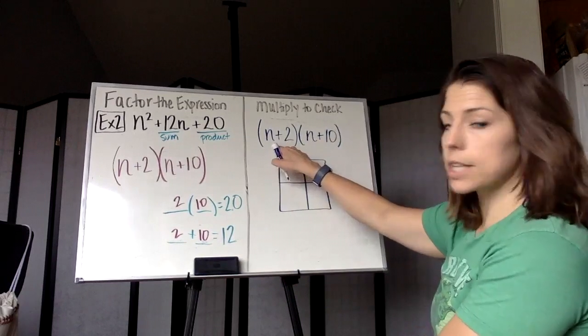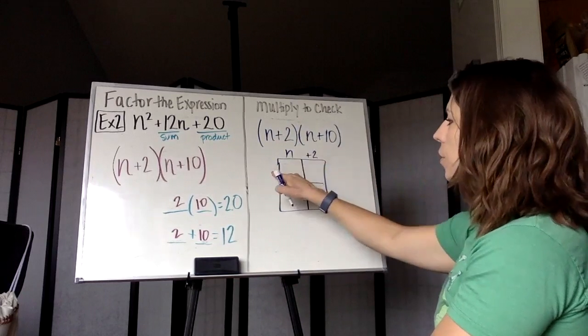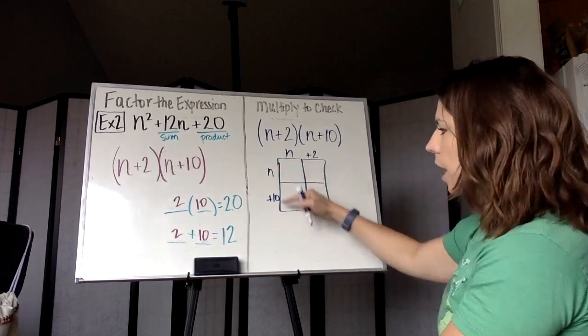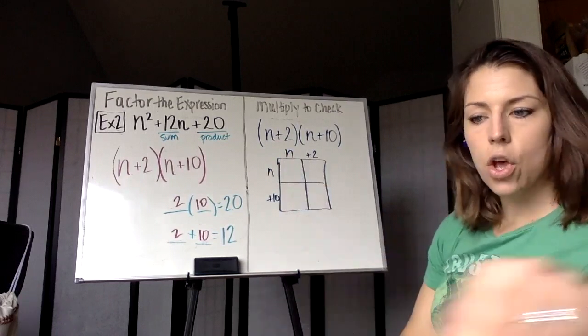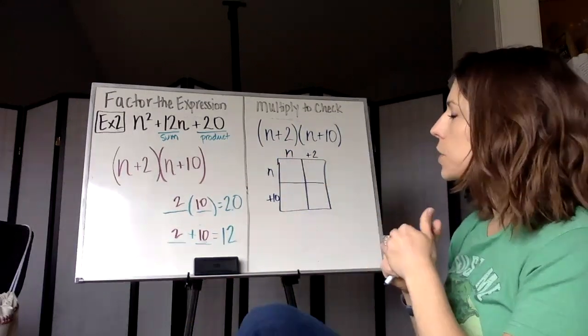First binomial goes across the top. Second binomial goes on the side. So now I have n plus 2 across the top, n plus 10 down the side. Multiply in each individual box and see if they all add up to n squared plus 12n plus 20.